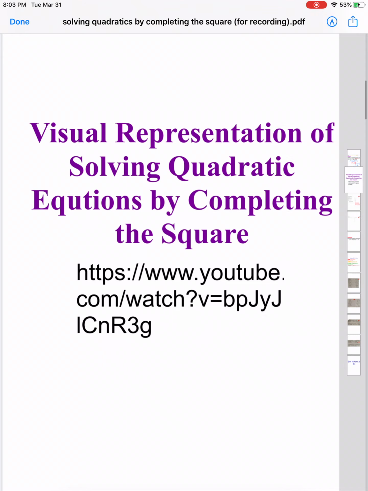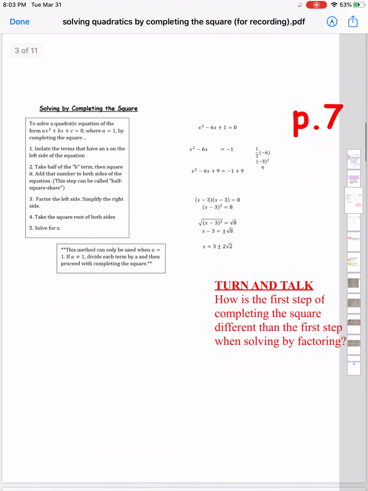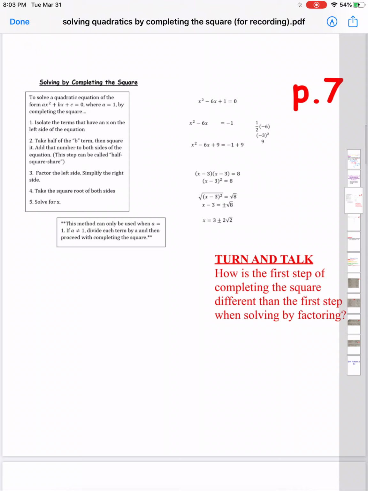Lucky for us though, we're not going to need to use these algebra tiles because we have steps that we're going to use to help us out. So again, you should be in your packet that says Solving Quadratic Equations Part 2, and we're looking at step 7. So looking at page 7, you'll notice that we give you steps on the left side here and an example on the right side. So I'm going to go ahead and just talk through these steps first.